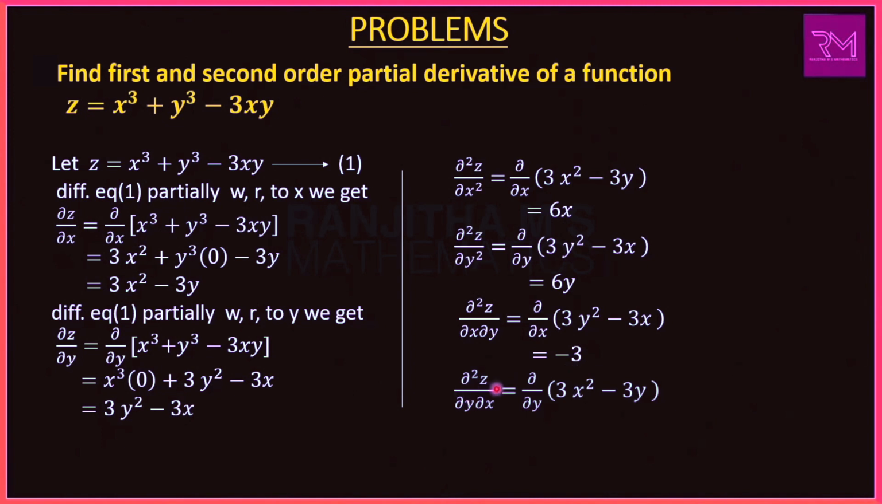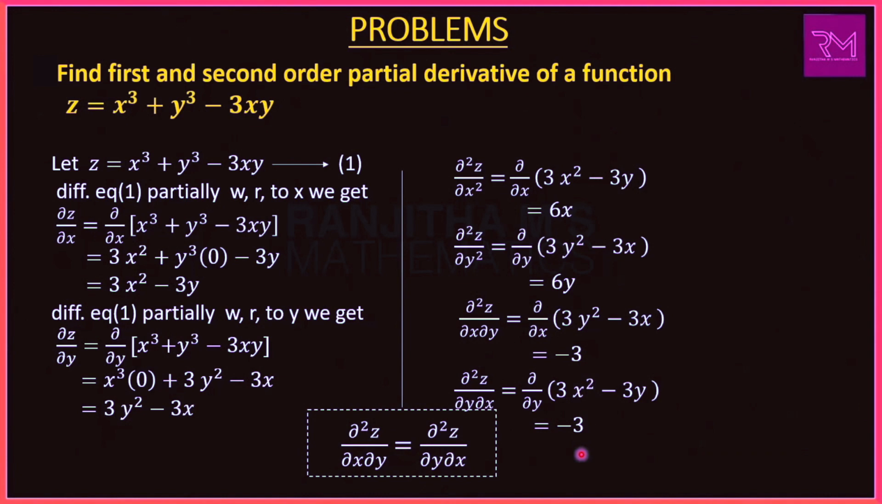Similarly, we have to find del square z by del y del x. This is of the form del by del y of del z by del x value. We know that del z by del x value is 3x square minus 3y. Hence we obtain del by del y of 3x square minus 3y, as this is a constant term, minus the differentiation of 3y is minus 3. Hence we can conclude that del square z by del x del y and del square z by del y del x both are equal. Here this is also minus 3, this is also minus 3. Hence we can conclude these two equations are equal.